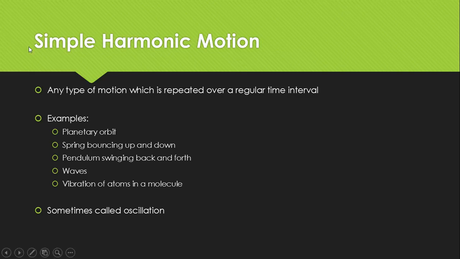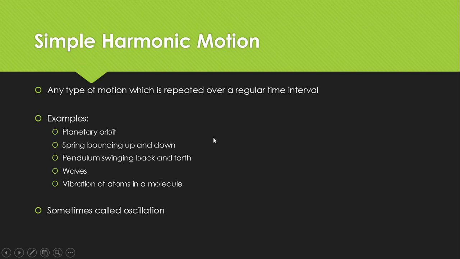We've already seen some of these types of motion, something like a planetary orbit or any type of circular motion where an object is moving in a circle in repeated succession would be a type of simple harmonic motion. But there are several others, something like a spring bouncing up and down, a pendulum swinging back and forth. These two we'll investigate specifically in this unit. Waves, we'll investigate that later in the year. Even things like vibrations of atoms within a molecule can also be modeled as simple harmonic motion.